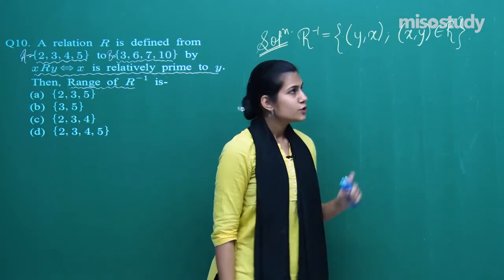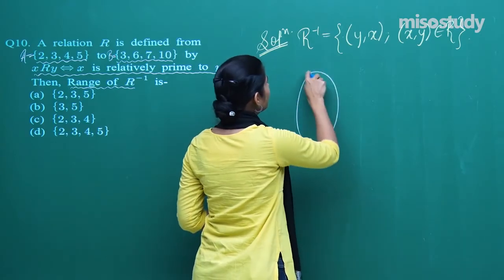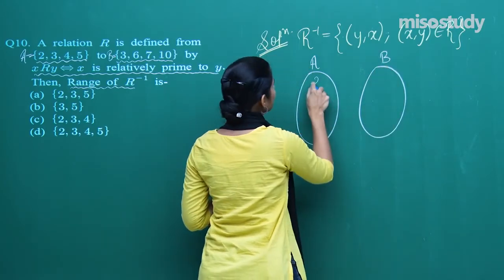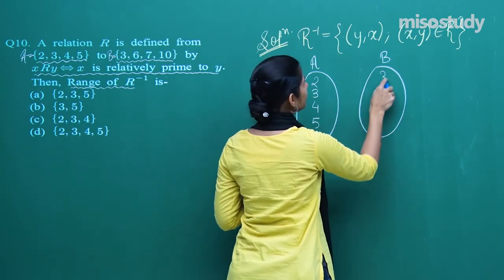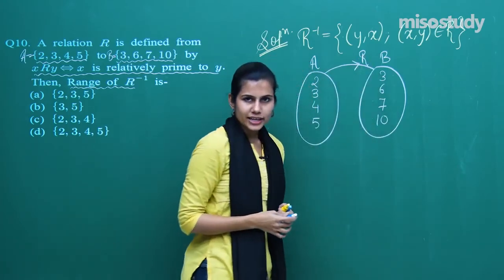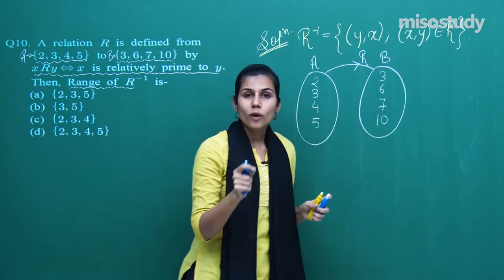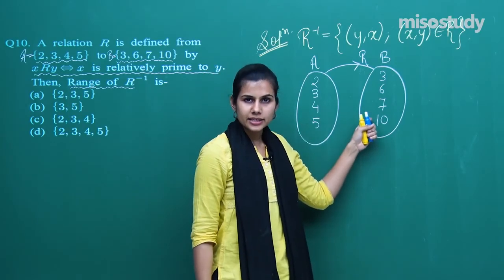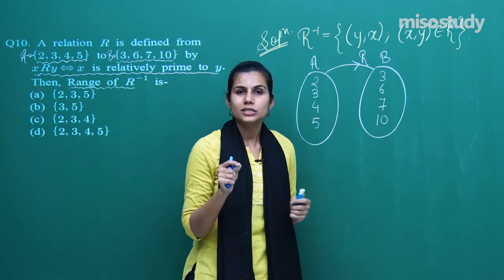of R inverse. So to get R inverse, we have to first get R, which is a relation from set A to set B, where set A has 2, 3, 4 and 5, and set B has 3, 6, 7 and 10. Let's see what R is trying to say. The members of the first set will be related to the members of the second set provided the members of the first set are relatively prime to the members of the second set.